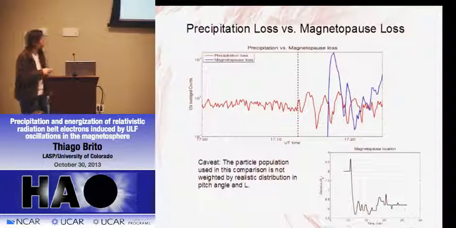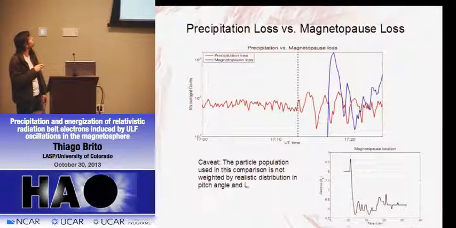This is on a kind of a side note. I tried to compare precipitation loss with magnetopause loss for this same storm. This is now in a log plot, and this is the precipitation and this is the magnetopause loss. But again, I have to weight this population to be able to actually compare and make some kind of prediction as to which one is more relevant during this particular storm.